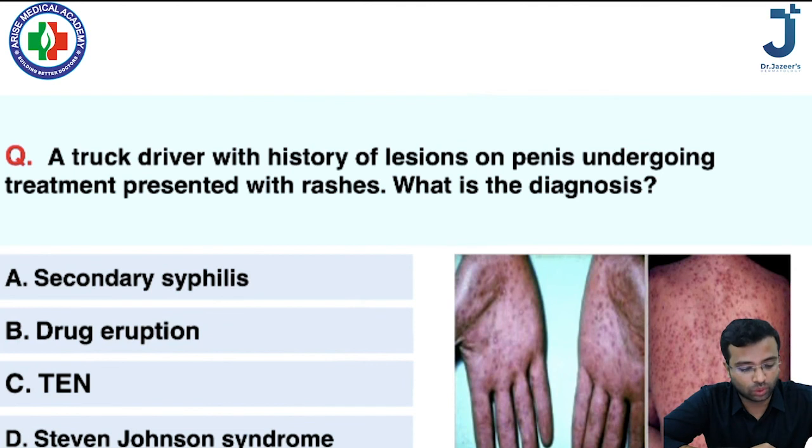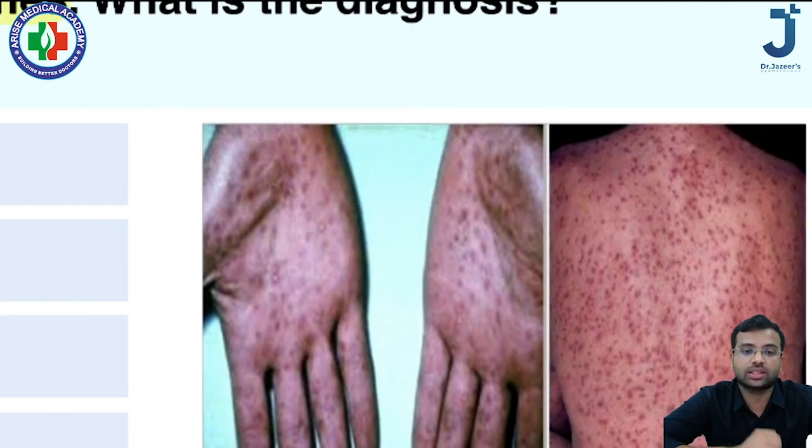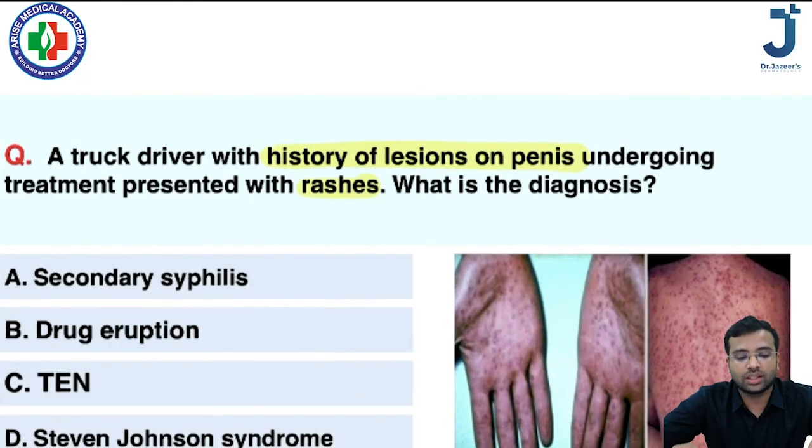So that doesn't fit this, and drug eruption of course is a possibility, but here in the question they have given you a history of a lesion on the penis, and then the patient has presented with these rashes as of now. So these kind of coppery rashes that you see on the palms and the soles are typical for the lesions that you see in secondary syphilis. And in secondary syphilis, you will also get some papulosquamous rashes throughout the body as well. So these two images, along with the history of lesions on the penis, are hinting towards secondary syphilis.